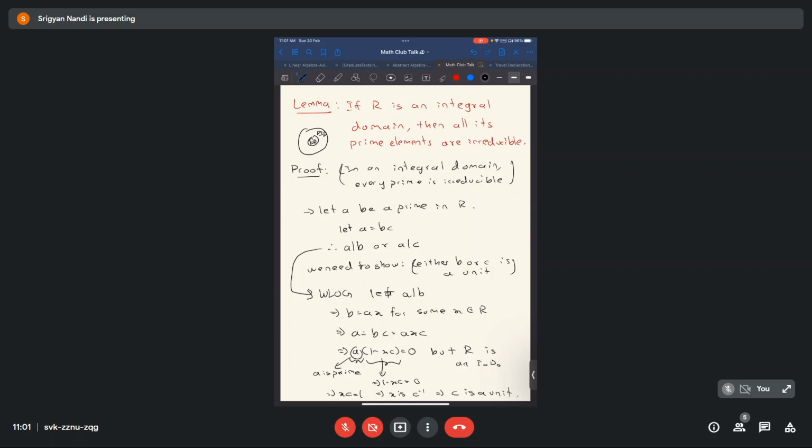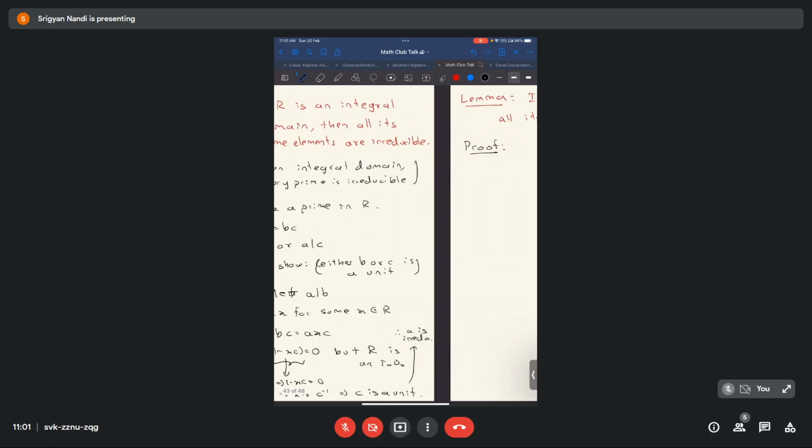We assume that a divides b, and we show that therefore c is a unit. Or if we didn't assume that and instead assume that a divides c, then we could similarly show that b is a unit. So therefore, a is irreducible. So we see that every prime in an integral domain is in fact also an irreducible.